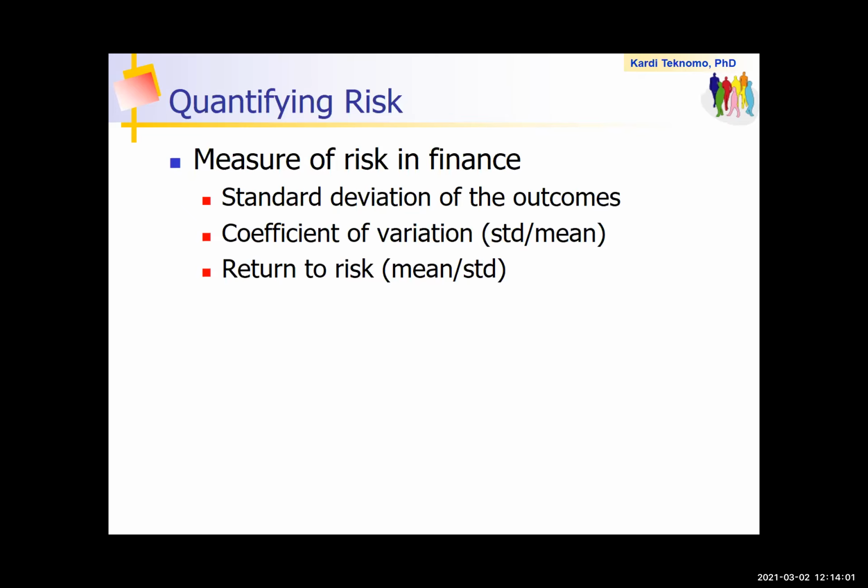Or you can also quantify risk based on standard deviation divided by the mean. You can also call this return to risk, which is mean divided by standard deviation. Coefficient of variation is basically standard deviation divided by the mean. Return to risk is basically mean divided by standard deviation. So in general, risk is measured by the variation.